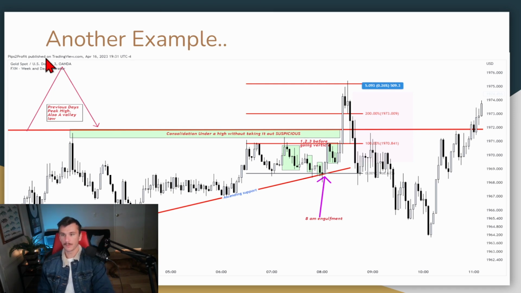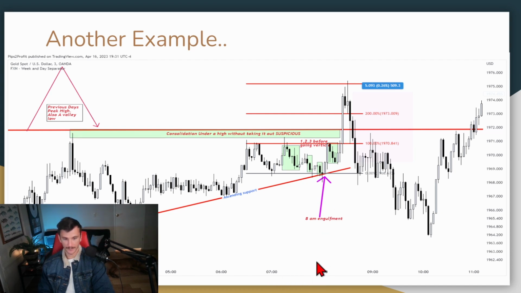In this example, I'm on gold, a 3-minute chart. This is peak formation high, and then in previous sessions over here, we have a valley low. Now, we've come down and we've started our ascending support, and you can see that this is in a channel that just hasn't completed, right? We have a high right here, and we have not taken that high out yet, which is a little bit suspicious, okay? Now, look at the times down here, 7 o'clock, 8 o'clock.